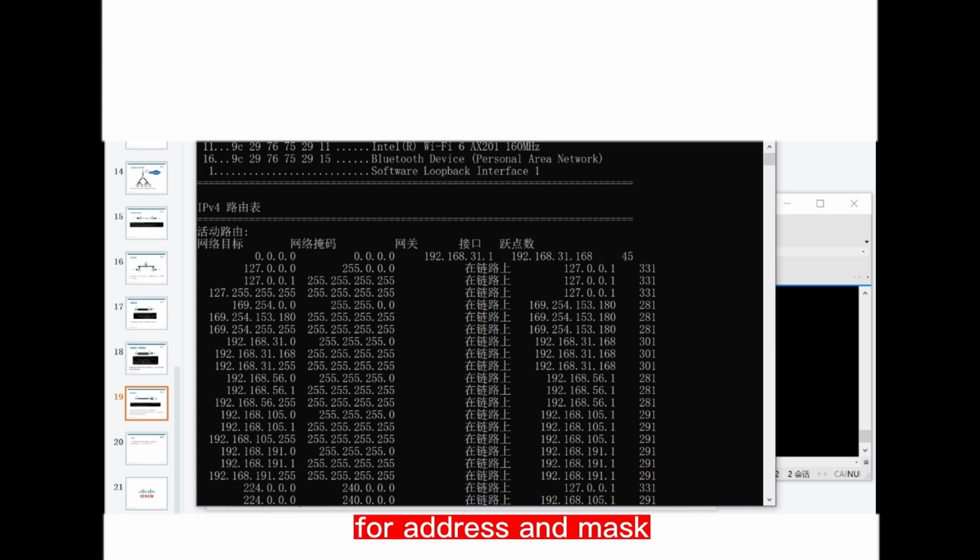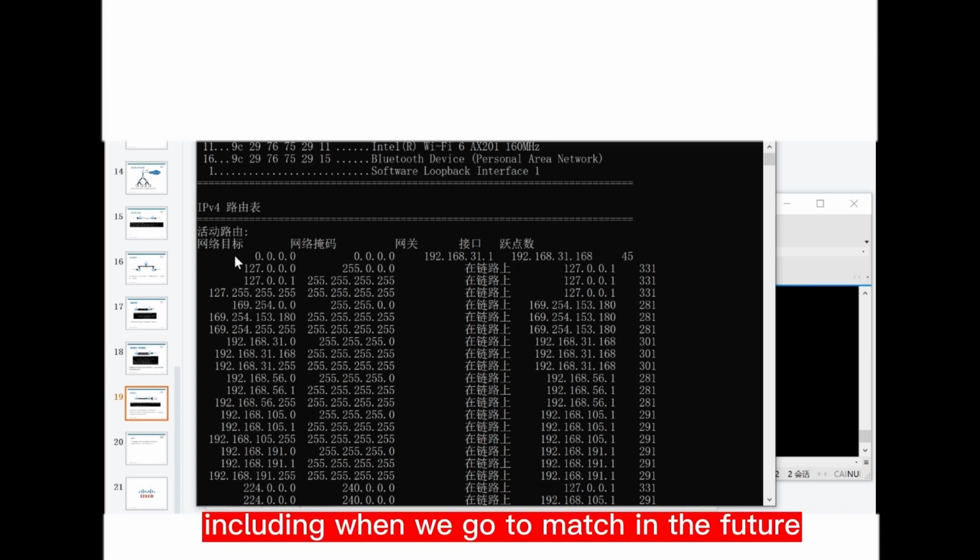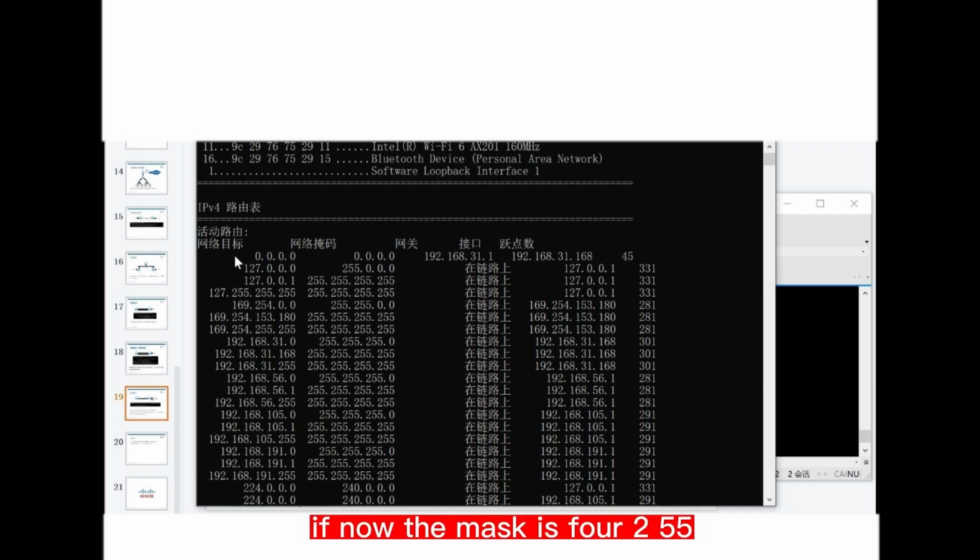For addresses and masks that are not matched, including when we go to match in the future, the mask that is the longest will match. If now the mask is 255.255.255.255, it's 32-bit. Then for any piece of data sent, it must match this route, not the default route forwarding. That's wrong, because 255.255.255.255 is a 32-bit mask.